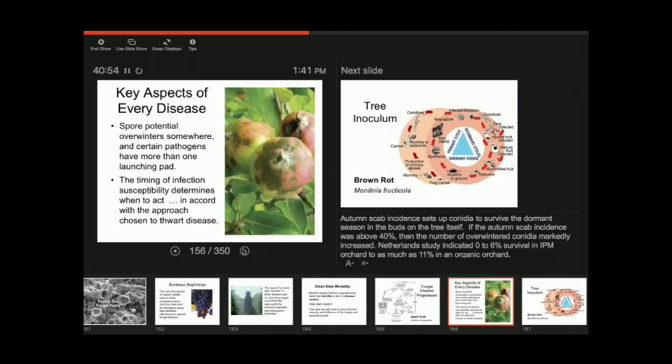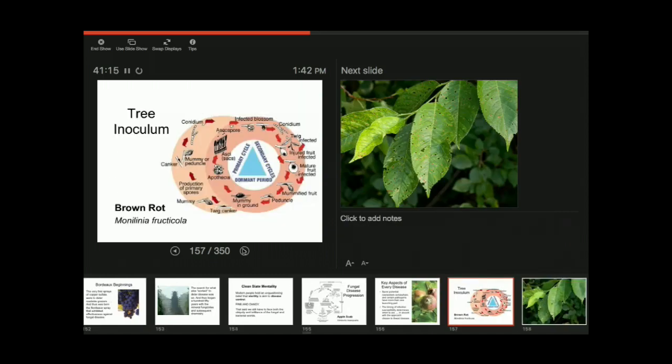So in talking about a specific disease, I have to understand where that launching pad is and how I might lessen the amount of inoculum. And I have to understand when the primary infection occurs so I don't have subsequent worries. I don't have to necessarily totally control it, but I don't want it to get out of hand. Now, I'm going to look at another one.